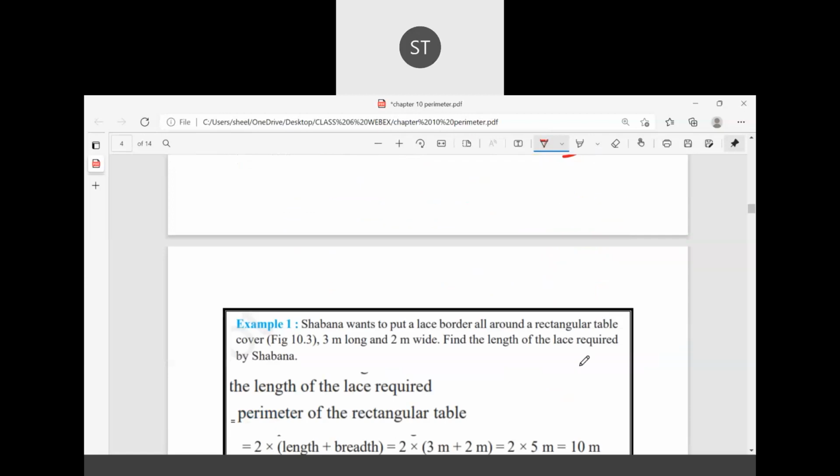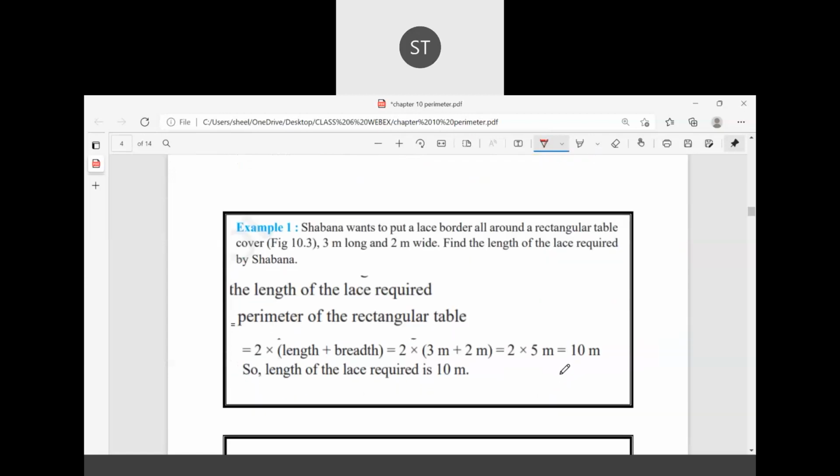Next, Shabana wants to put a lace border all around a rectangular table cover, 3 meter long, 2 meter wide. Find the length of the lace required by Shabana. So, a lace border all around the rectangle table cover. Suppose the table cover is a rectangle, maybe like this. Now, what is the length? Length is equal to 3 meter, breadth is equal to 2 meter only. Find the length of the lace required. So, we have to move like this. Lace here only we are going to do.